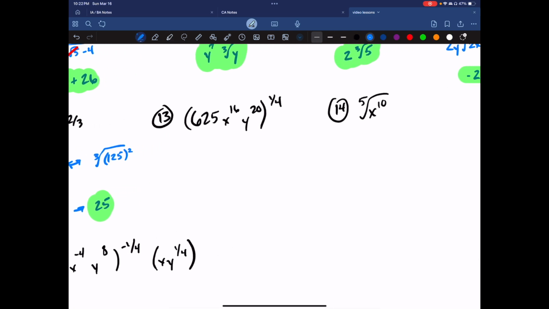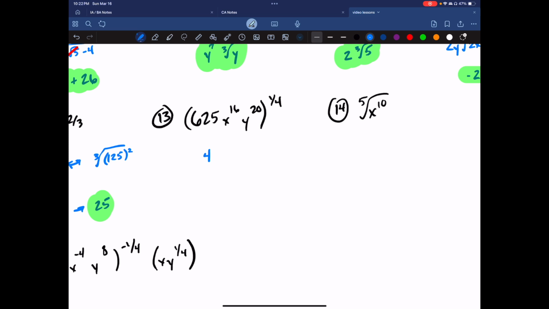Okay, so on 13, it says everything's raised to the fourth power. That means I'm taking the fourth root of everything. Well, the fourth root of 625 is 5. It's 5, 25, 125, 625. 625 is 5 to the fourth.